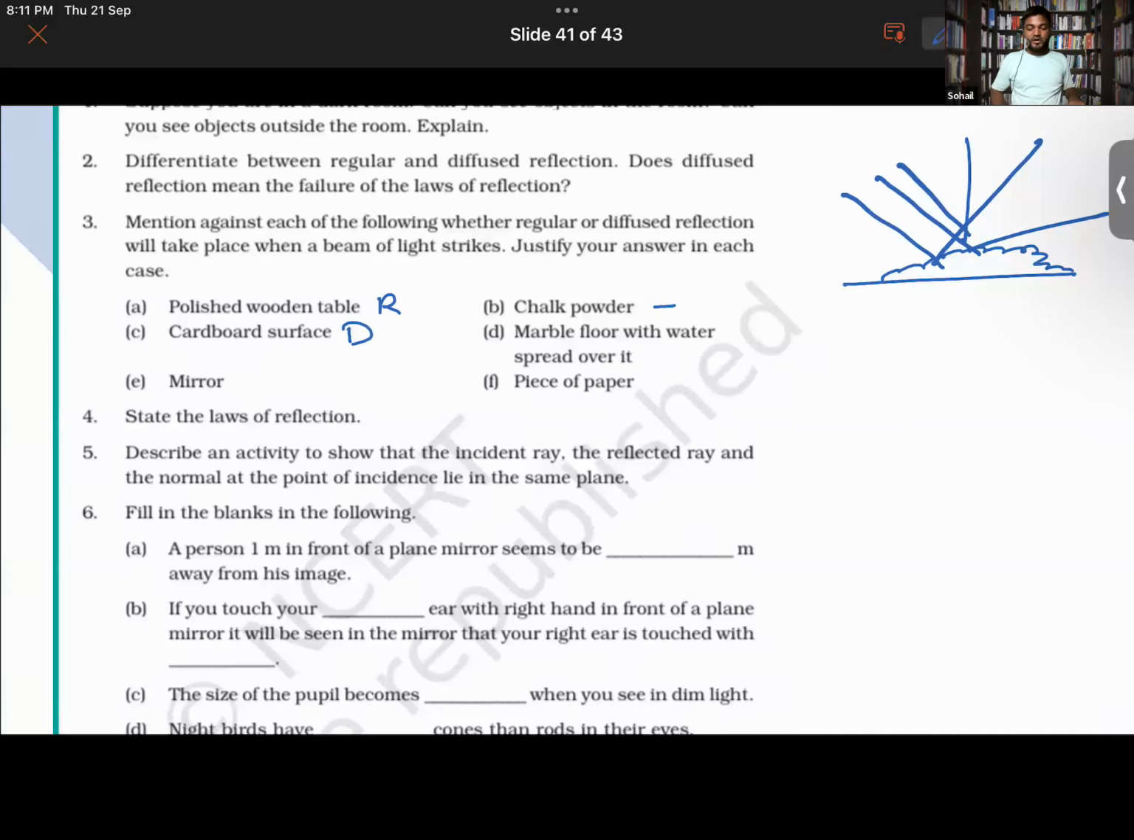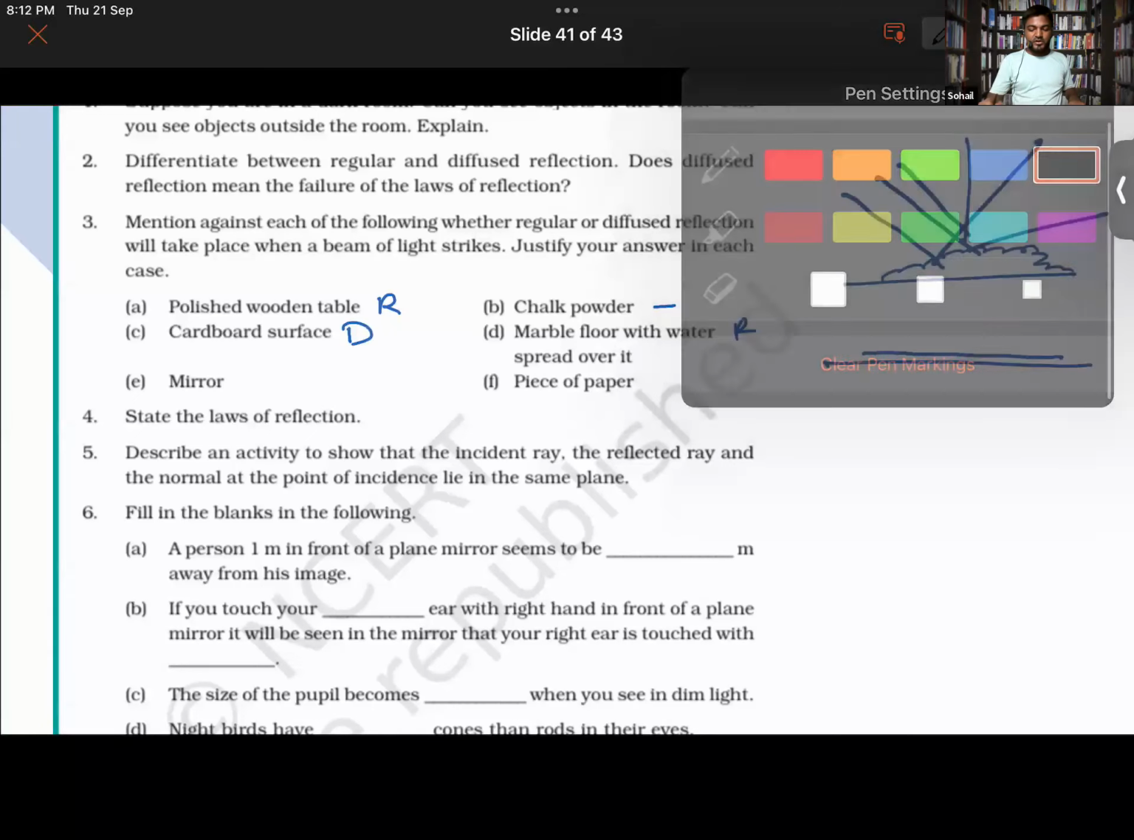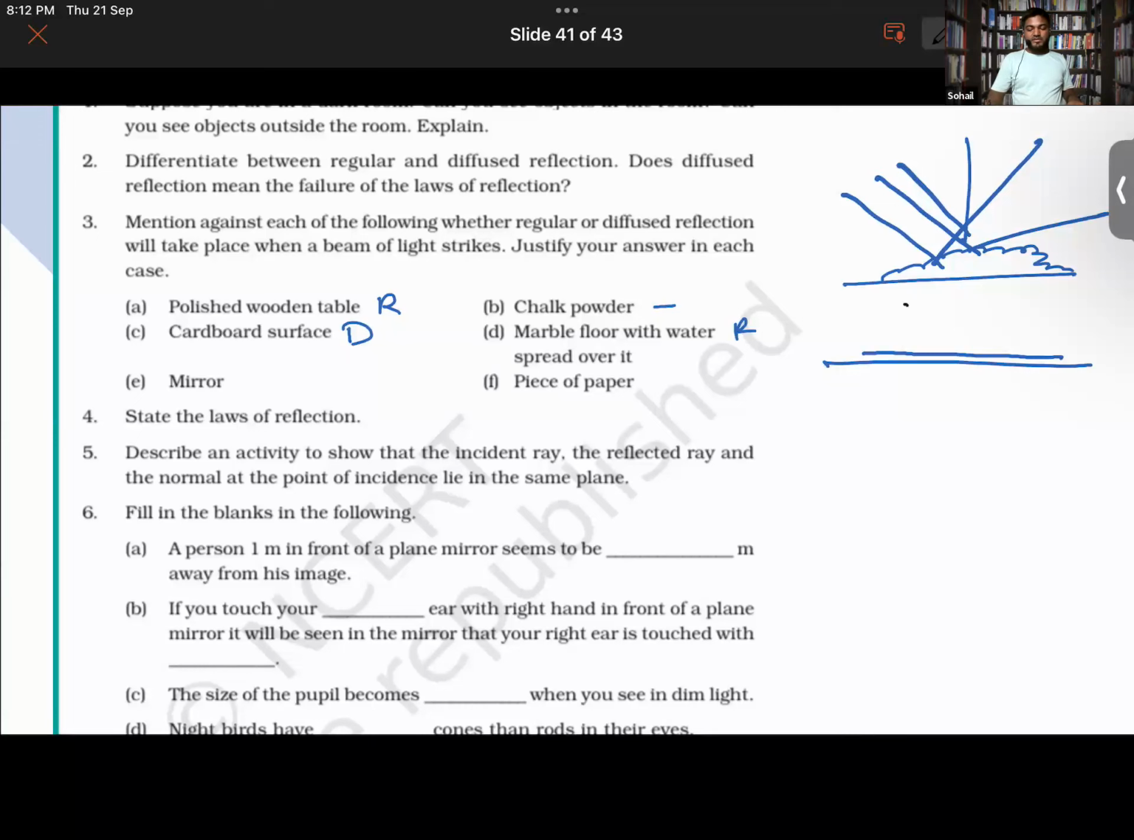Marble floor with water spread over it. It's a regular reflection. If the water is evenly spread, then it will be a regular reflection. But we missed one point here, no? Here, the rays are interacting with the water body. So with the water body, refraction takes place now. In that case, neither regular reflection is happening, nor diffuse reflection. So there, refraction is occurring. Getting it now? A piece of paper.